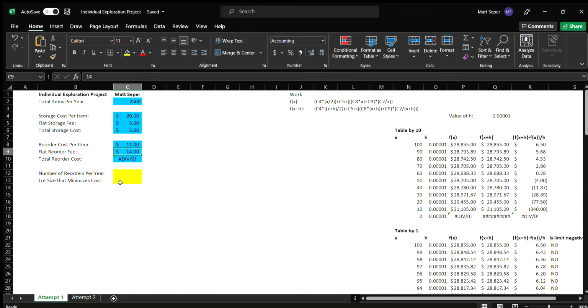And the goal of the problem was that whatever values you put in for those, it should spit out the lot size that minimizes the inventory cost and the number of reorders per year for that specific lot size that you find.